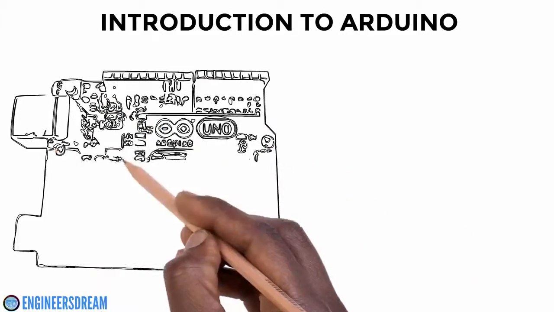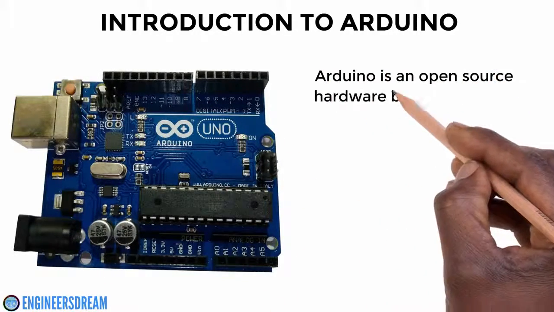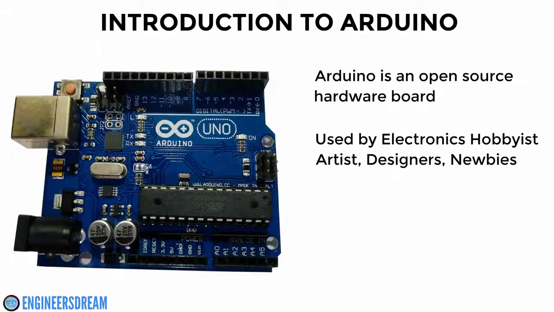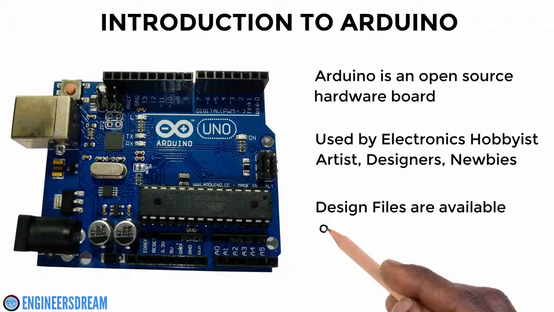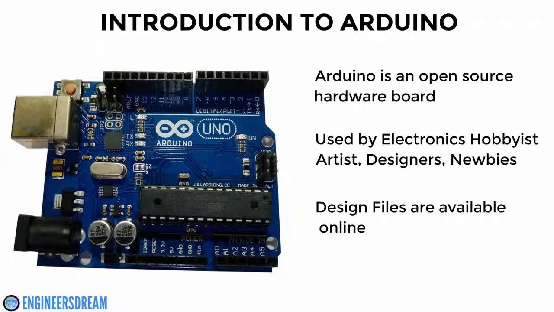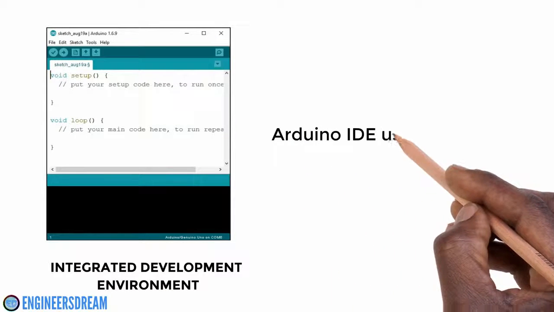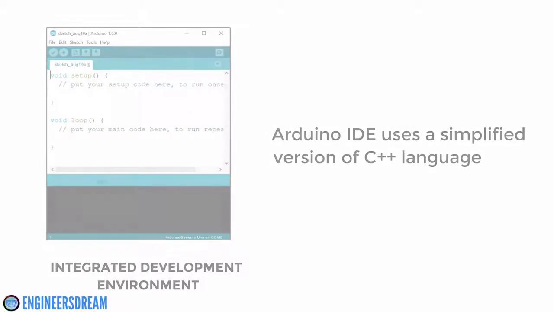Now, in this video, I'll explain the basics of the Arduino microcontroller as we will use it for our programs. Arduino is an open source hardware board which is used by electronic hobbyists, artists, designers and even electronic newbies for building projects related to electronics. Since it is an open source hardware board, the design files of Arduino are made publicly available online by its developers.